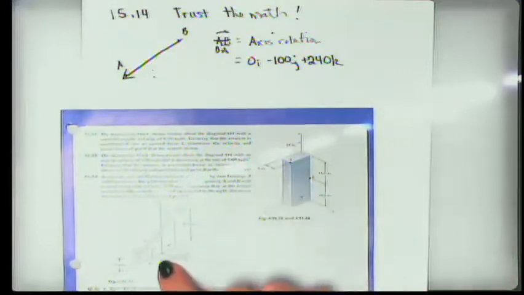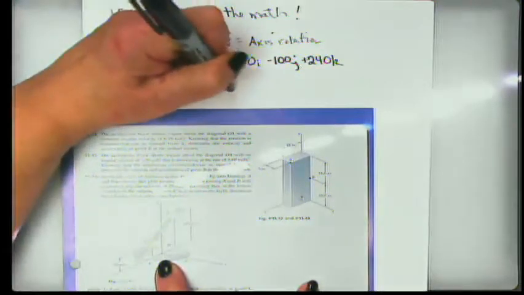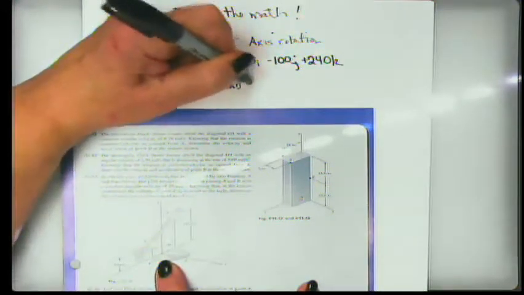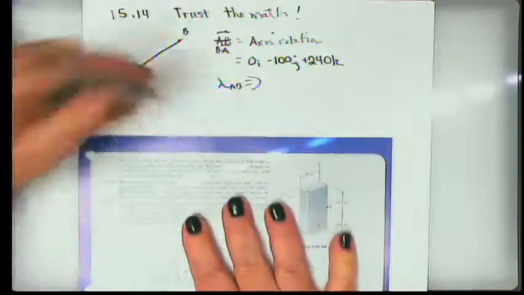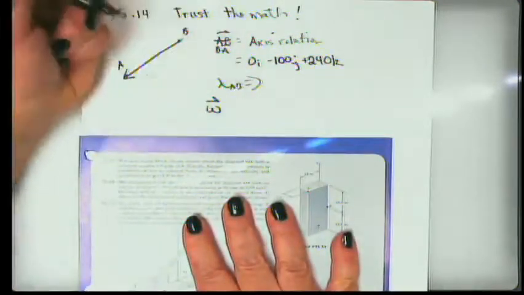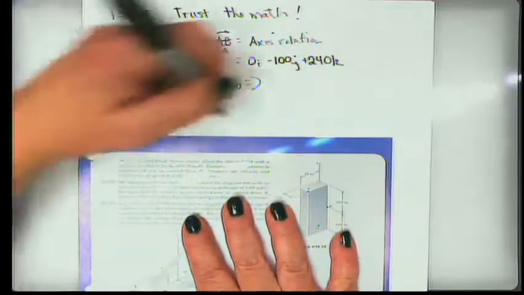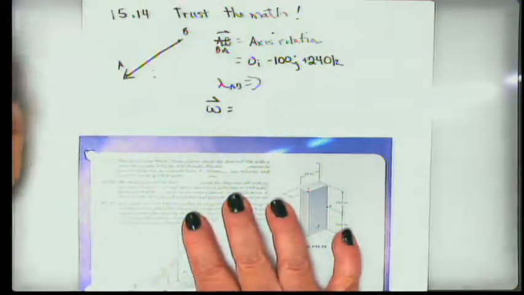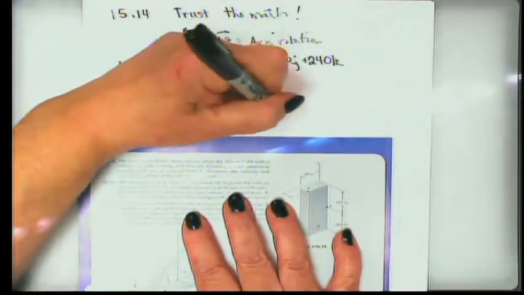Okay, while I'm drawing anyway. Okay, so that's my A to B. Well, I'm going to have to get my lambda AB, which I can do. Now the next thing is, what does my vector omega look like? Well, all the rotation is about that AB axis. So I know that the vector is going to equal the magnitude times lambda of BA.